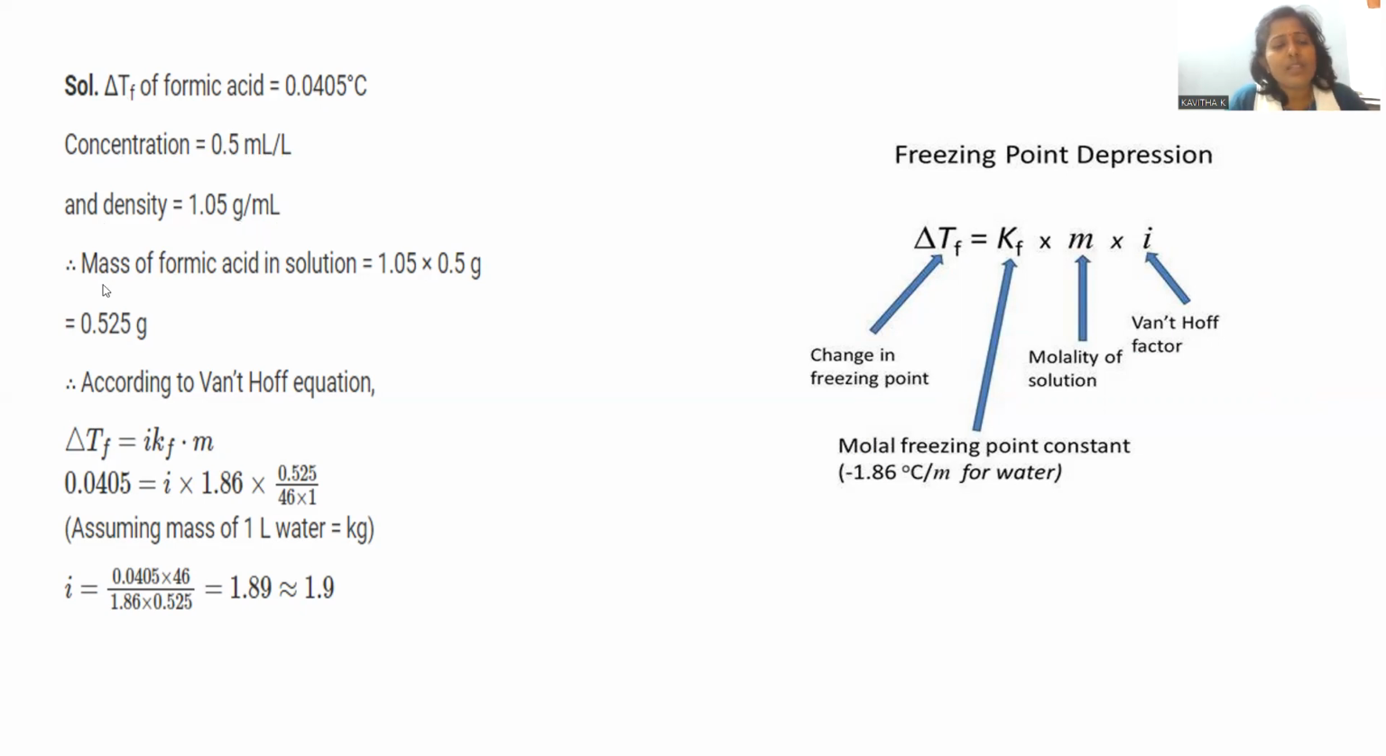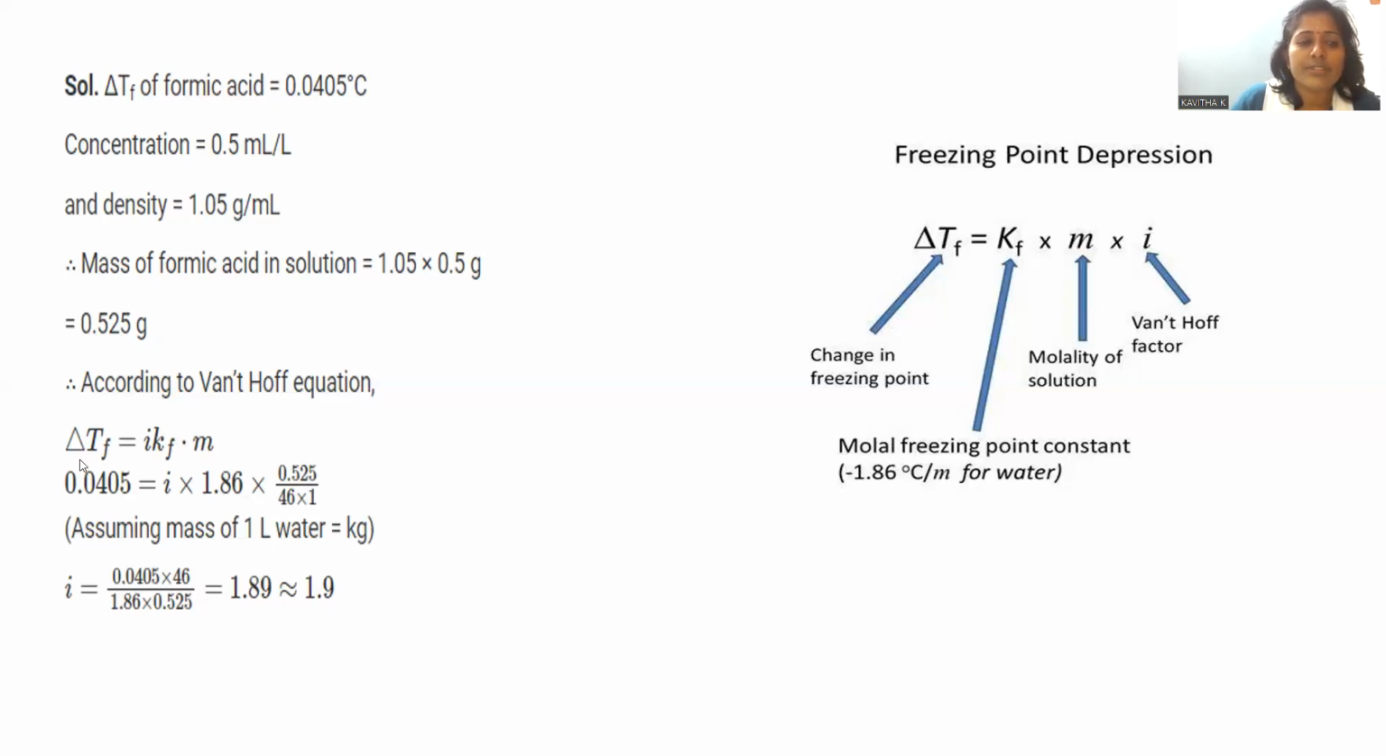Then mass is equal to, what will be the formula? First of all, let's find out the formula for density. Density is equal to mass by volume. Mass is equal to density into volume. So the density is given as 1.05 and volume is given as 0.5, so the mass of the formic acid is calculated as 0.525 grams.